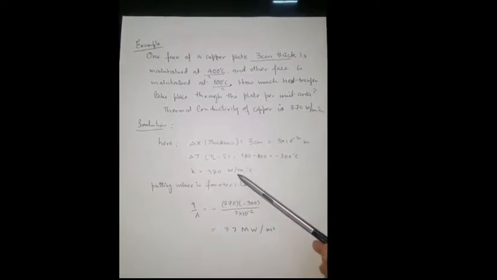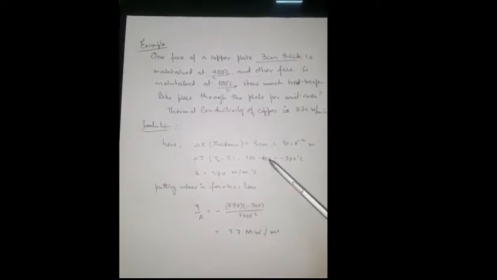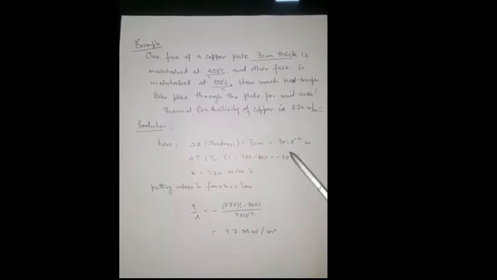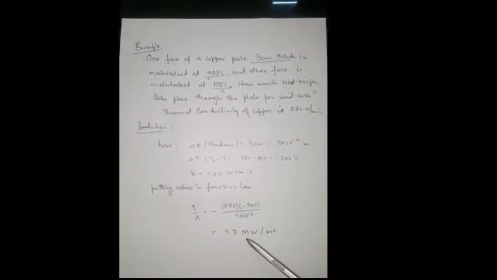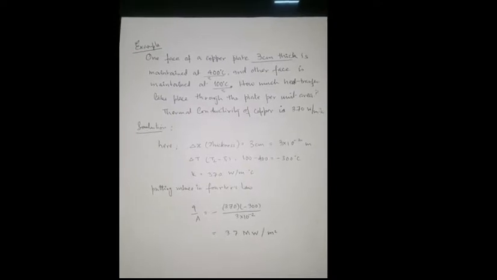Now putting the value of K here, dt here, dx here, we get the value of heat transfer rate as 3.7 megawatt. It comes out in megawatt per meter square. This is the heat flux.